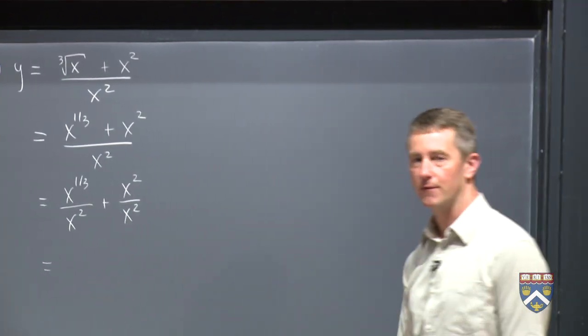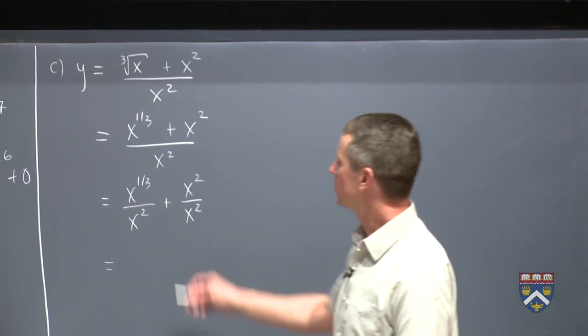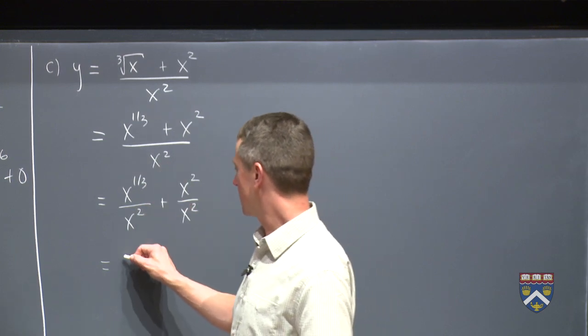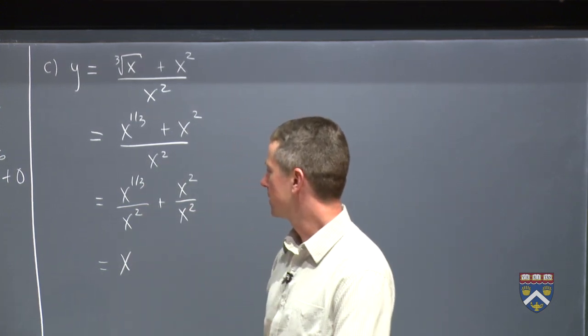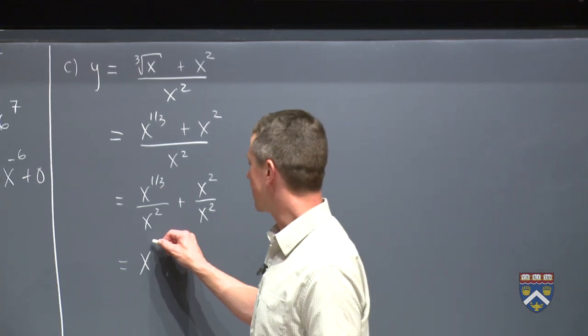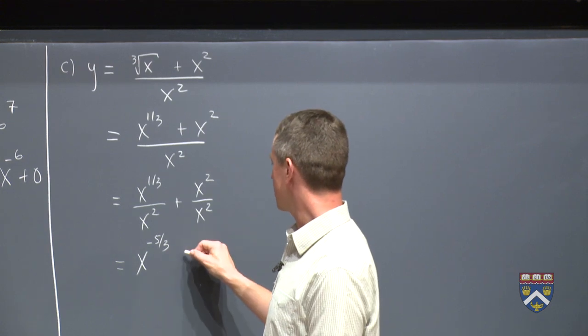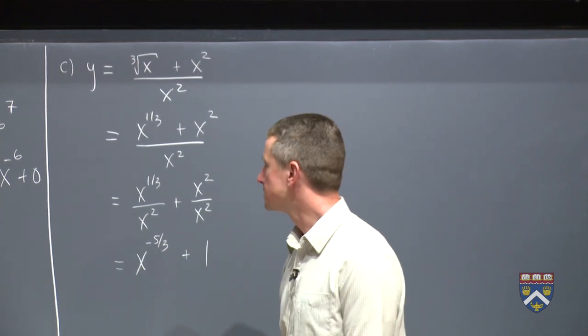And now we have one of our exponent rules from the very first night. I think it was called rule number 2, which says when I have something like this, what am I supposed to do with the exponents? We're supposed to subtract them. So 1/3 minus 2 is negative 5/3. And here, x squared over x squared is 1.